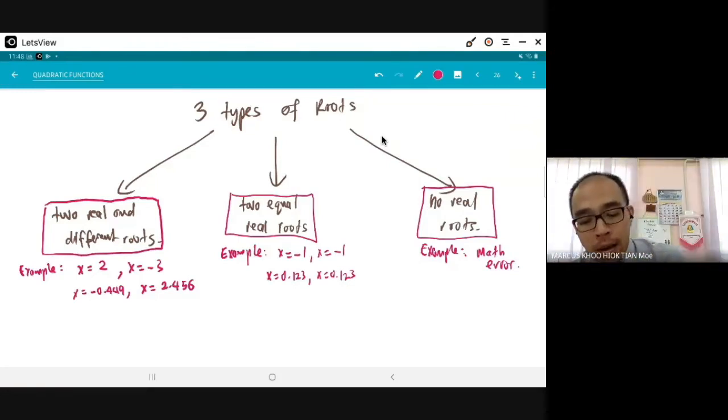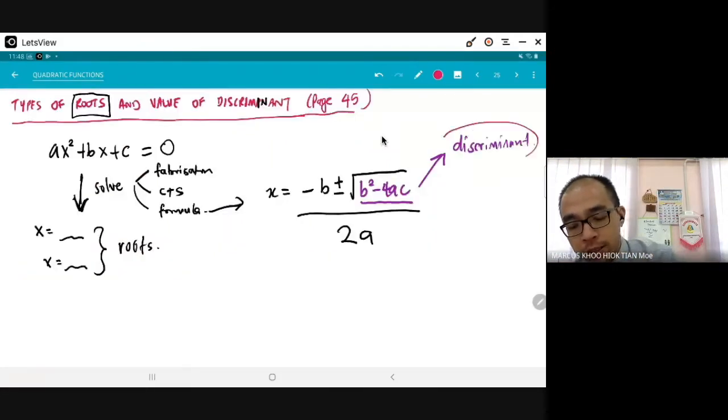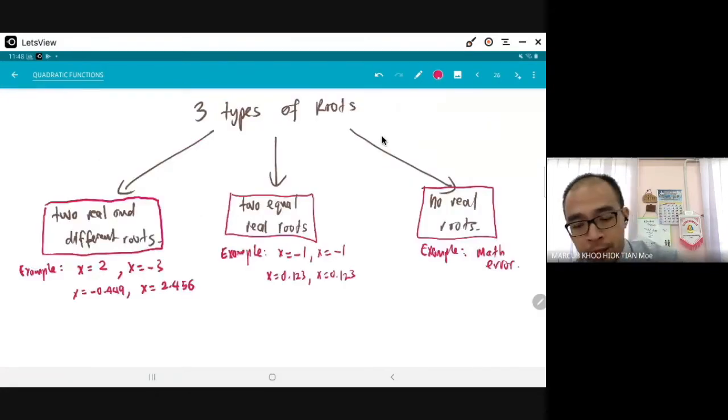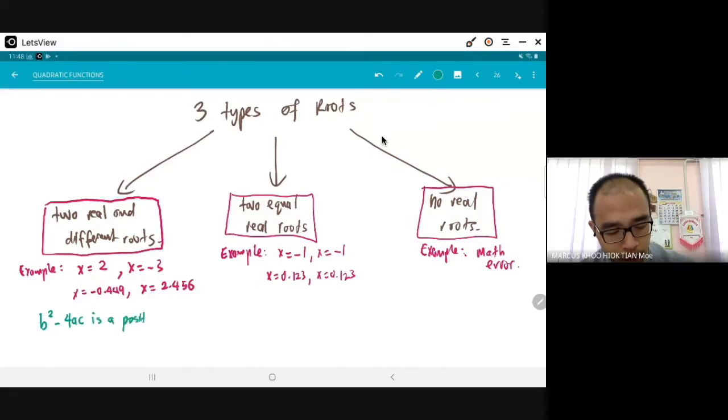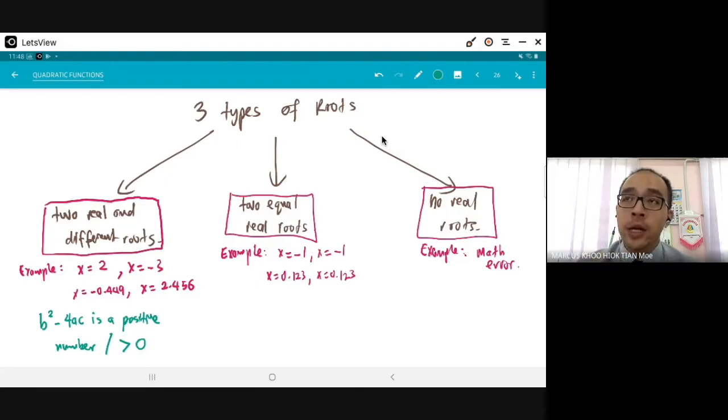Okay, now apa kaitannya dengan this thing called the discriminant? Okay, so nombor ini akan memberitahu kita which category the punca untuk this quadratic equation. Dan dia punya syarat adalah macam ni. Kalau dia punya kategori adalah two real and different roots, then kita akan dapat b squared minus 4ac is a positive number, atau dia adalah lebih daripada kosong. Bila kita kira-kirakan b squared minus 4ac, then jawapan akhir itu adalah satu nombor positif.